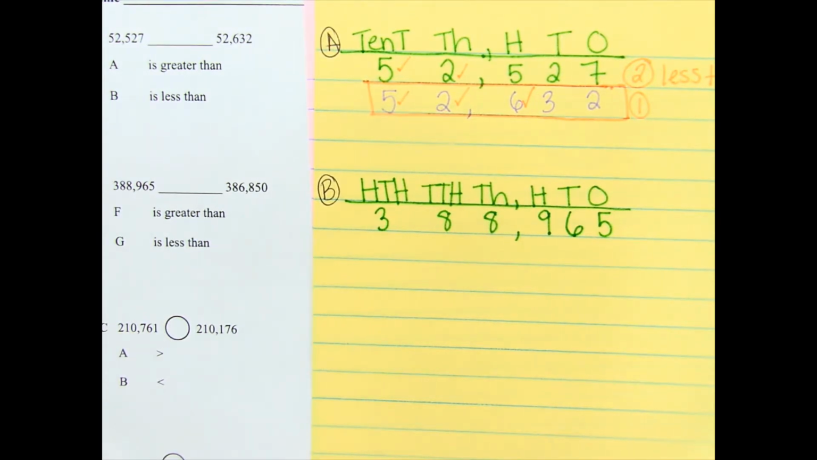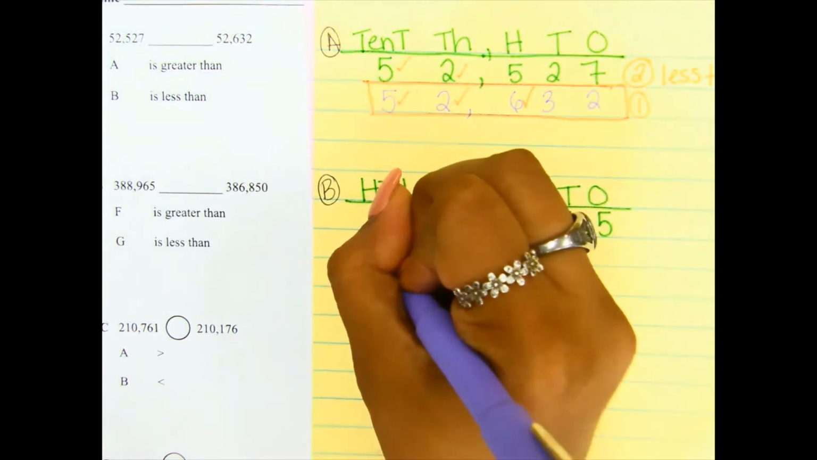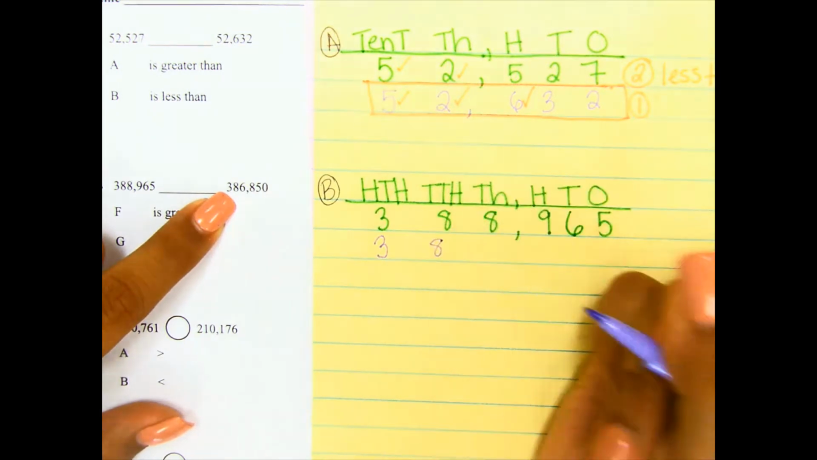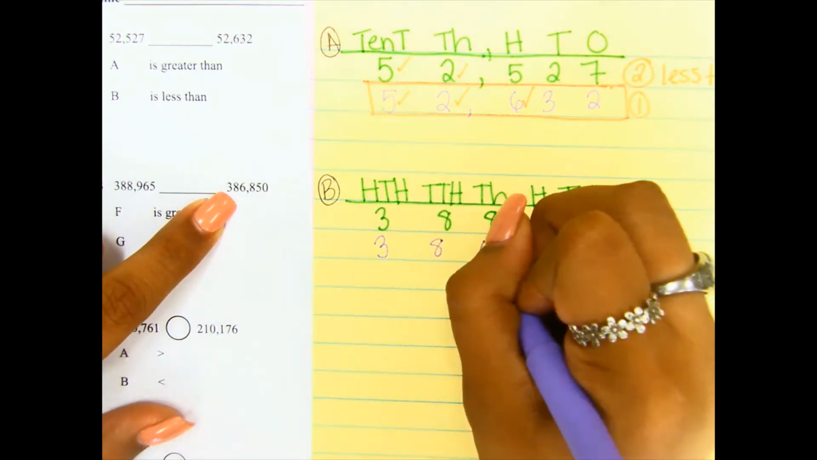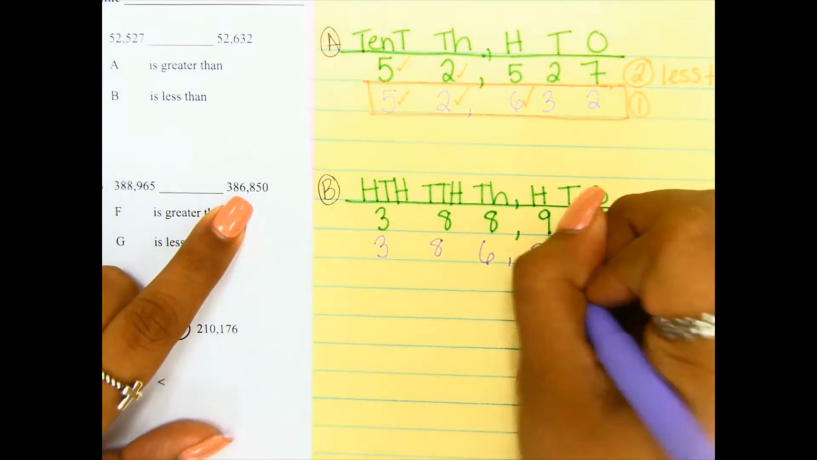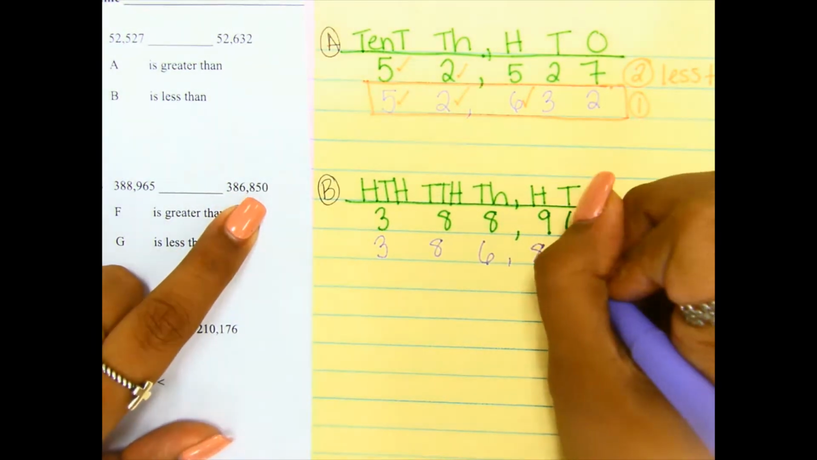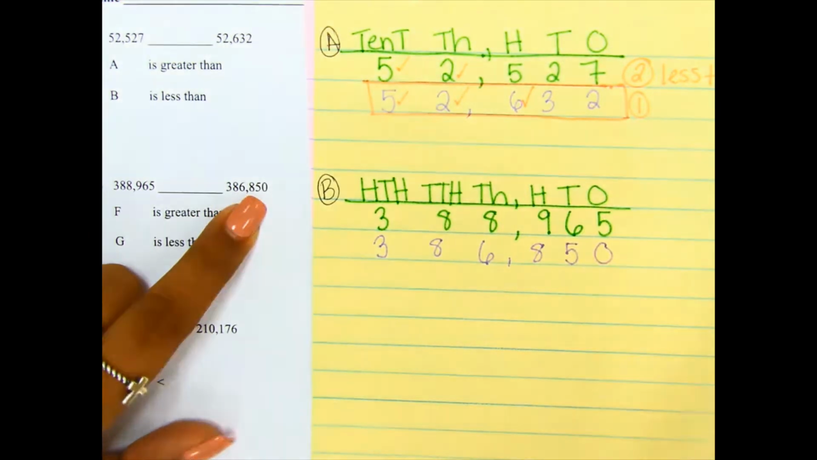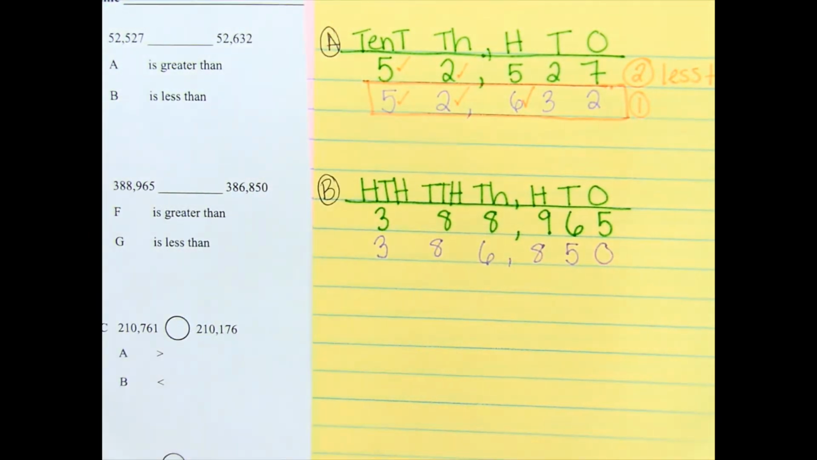Now I'm going to put the second number it gives me. Now I have 3 in my 100,000s, 8 in my 10,000s, 6 in my thousands, an 8 in my hundreds, a 5 in my tens, and a 0 in my ones. So these are the two numbers that I am comparing. So now let's check it out. Let's do the same process.